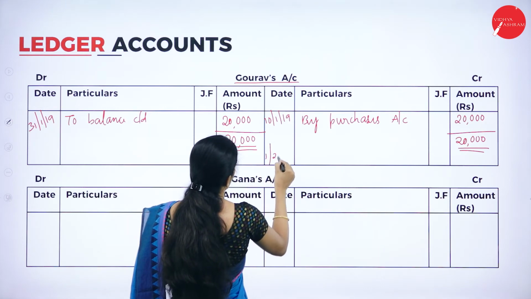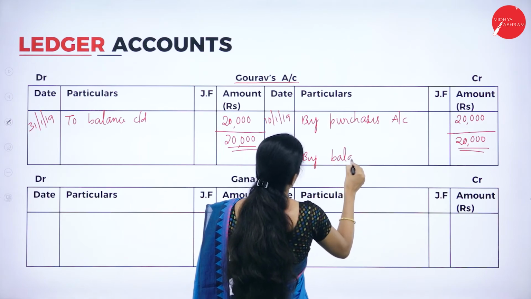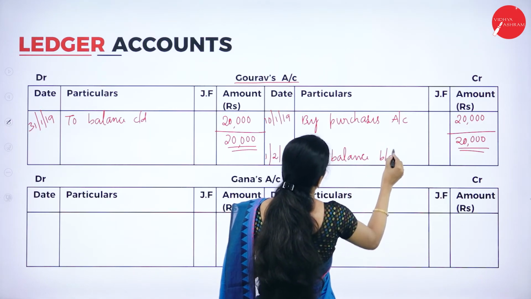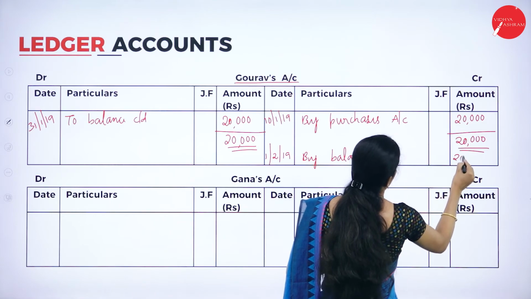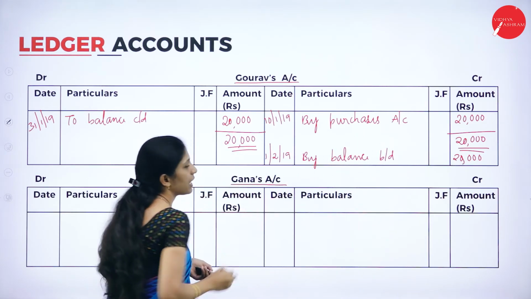That is 1/2/2019 by balance brought down. How much? Same 20,000. Next we have to prepare Ghana's account.